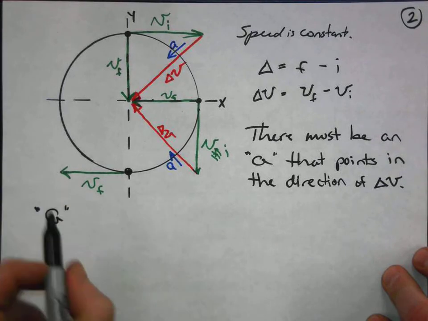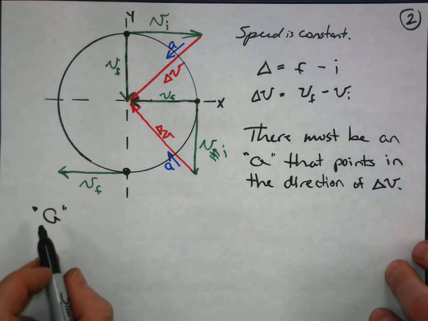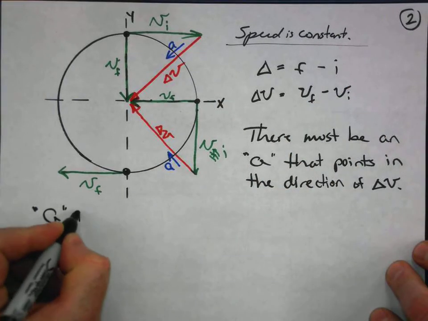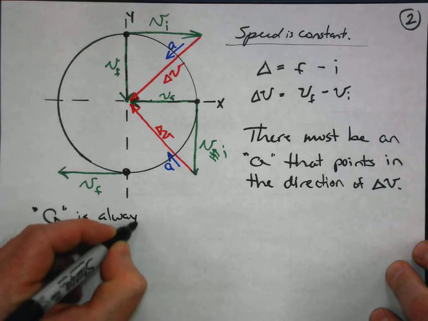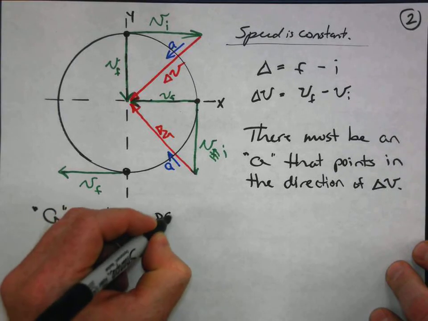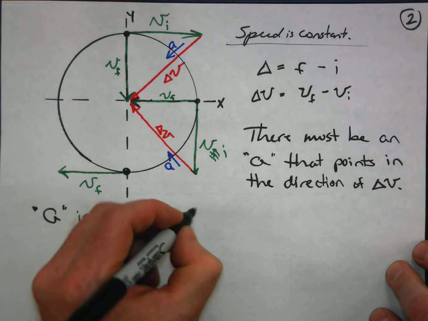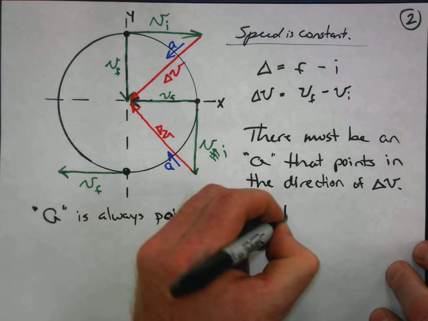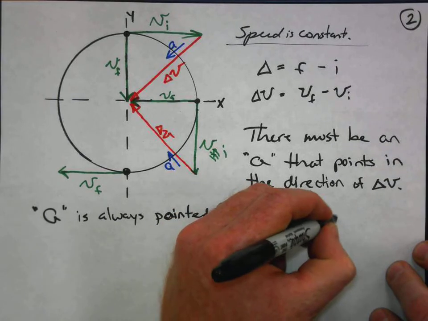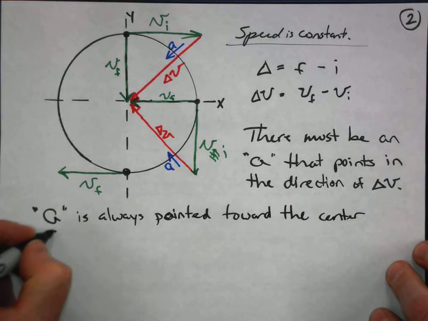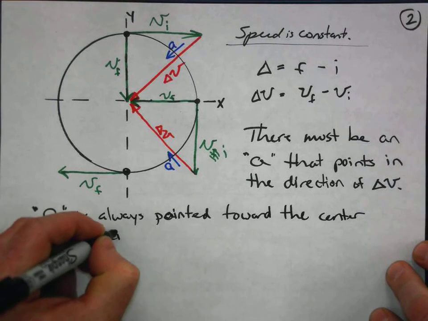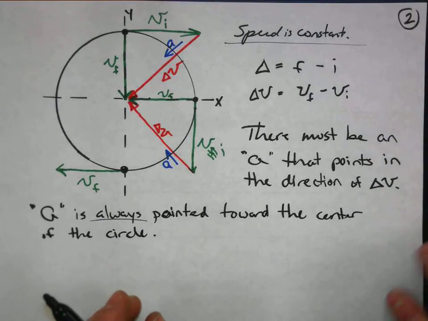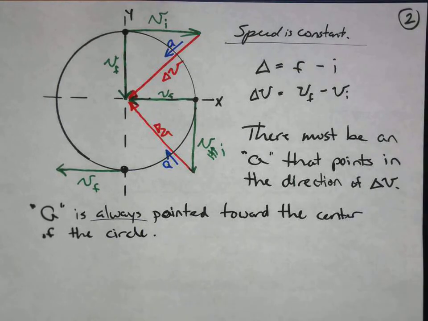This is for an object moving in a circular pathway at constant speed, right? The acceleration is always pointed, or aimed, pointed, not painted, oh my goodness, pointed toward the center of the circle. Always pointed toward the center of the circle if it's moving at constant speed while it's going through that circular pathway.